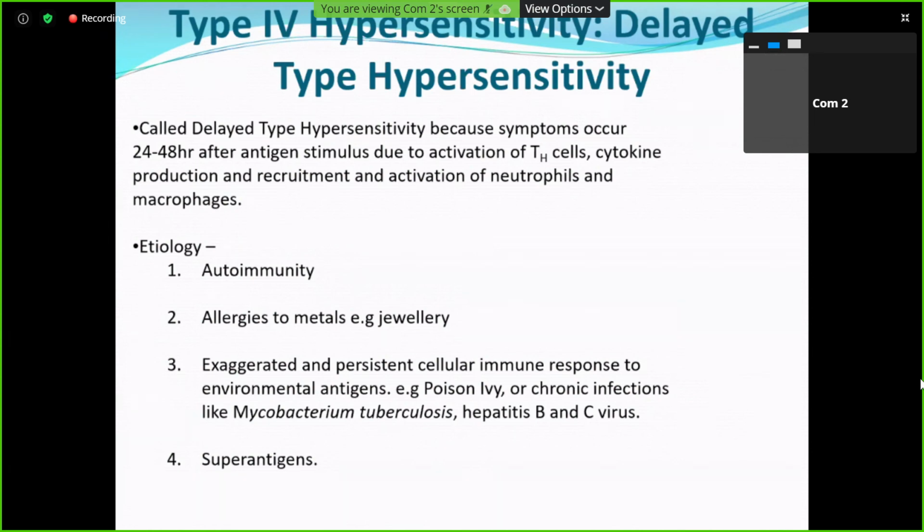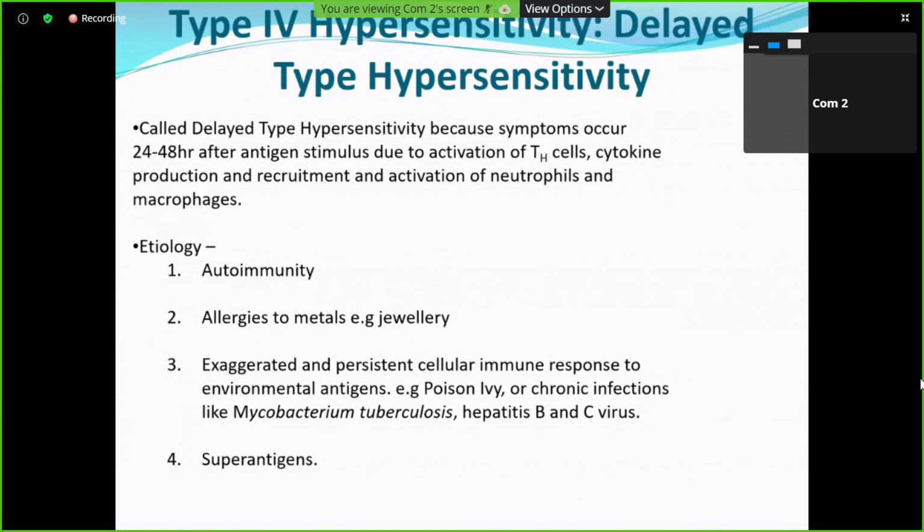The classical way of studying type 4 hypersensitivity responses is in the case of certain plants. In the US, I don't know if any of you have heard of a plant called poison ivy, which produces an oil so potent that you just need a little speck to touch your skin, and within 6 to 12 hours, your whole arm swells up and becomes a bag of inflammatory cytokines.